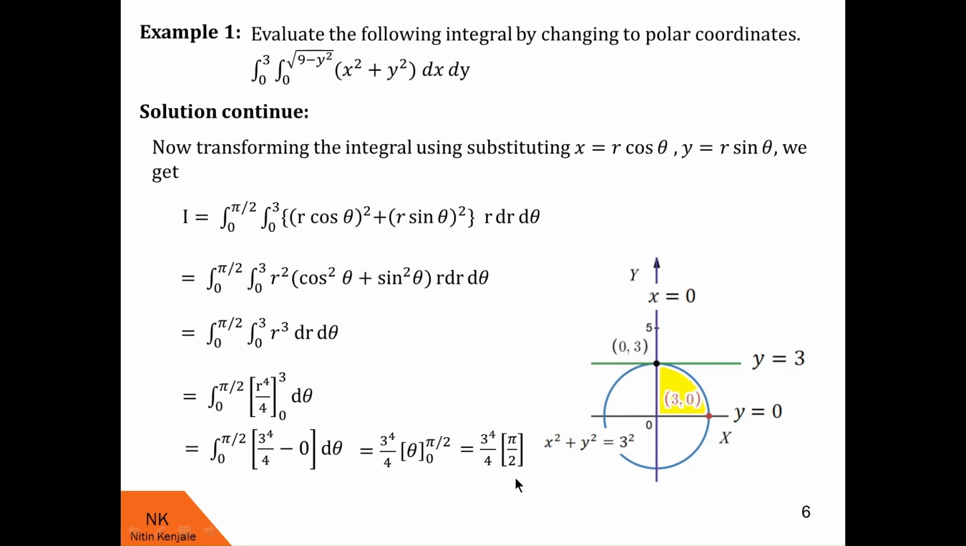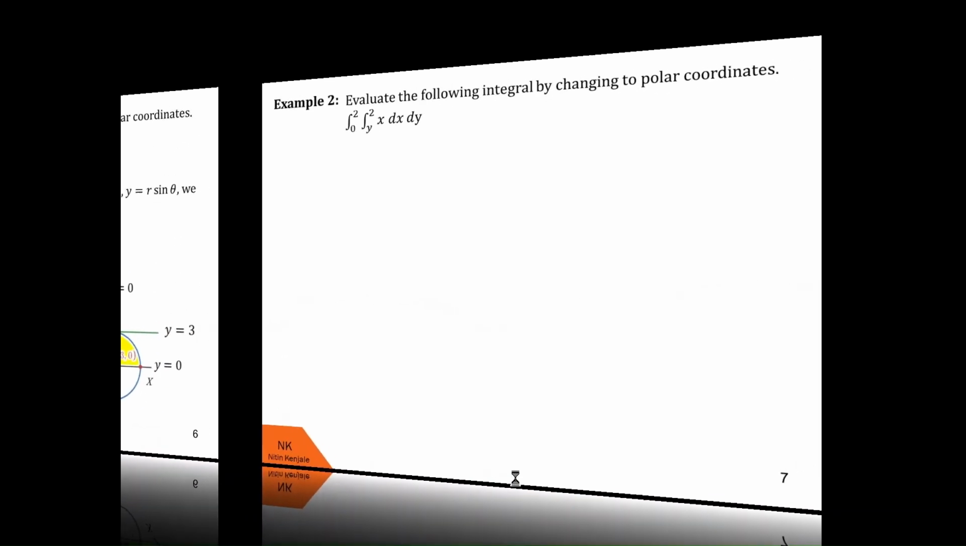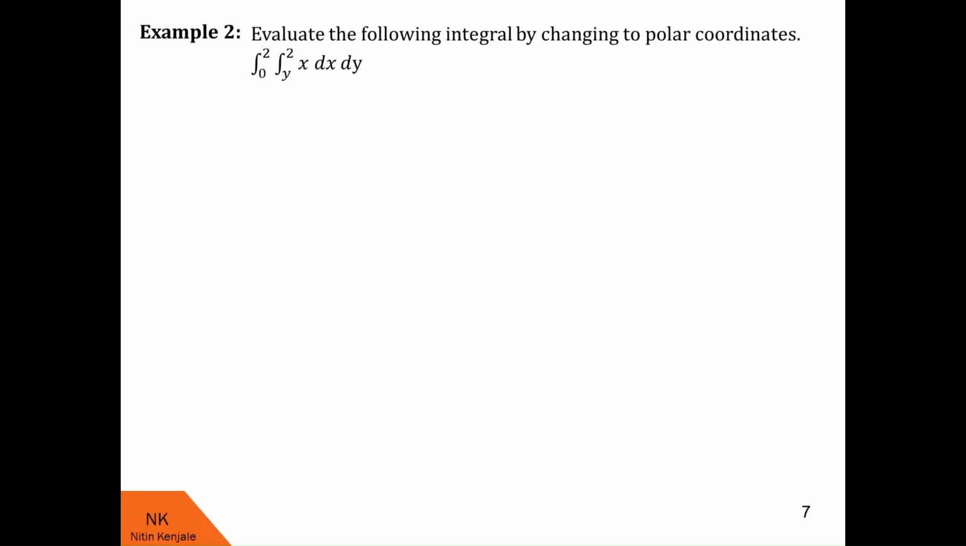Now let us go ahead to example number 2. Here we have to first transform this double integral in x and y into polar coordinates, and then evaluate it. The integration is double integration of x dx dy over the limits y to 2 and 0 to 2. Let's go for the step-by-step solution.